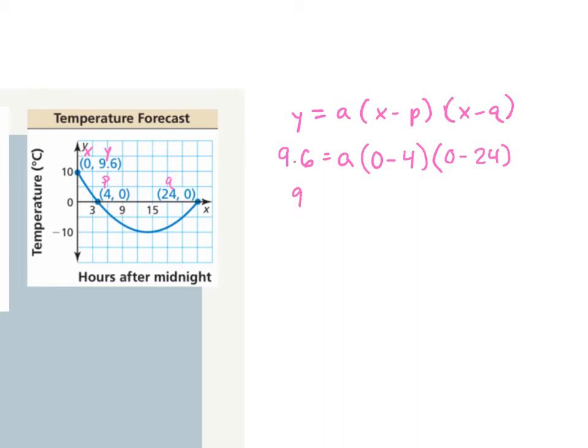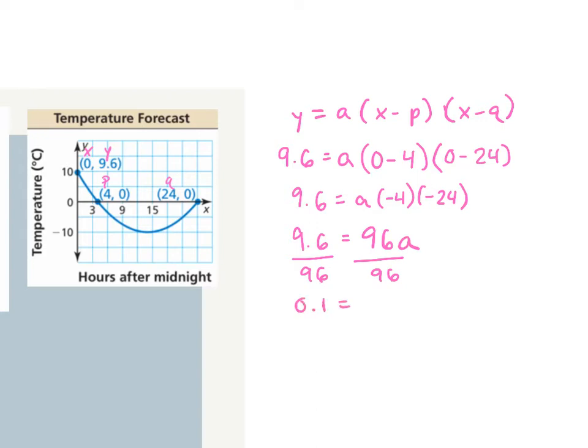So now we simplify and solve our equation. We have 9.6 is equal to A times negative 4 times negative 24. Negative 4 times negative 24 is 96. So 96 times A is equal to 9.6. We divide both sides of our equation by 96, and we get 0.1 is equal to A.